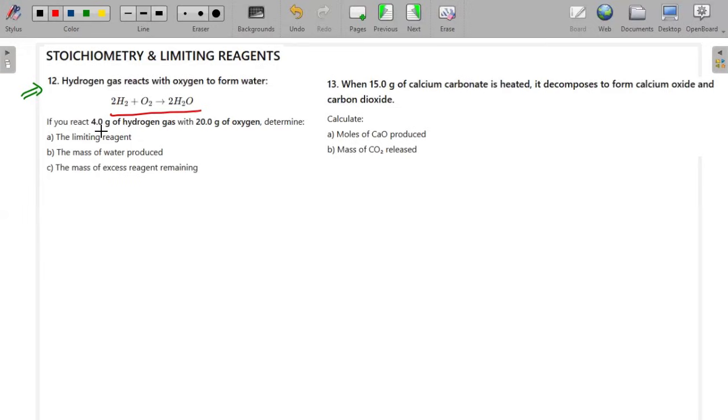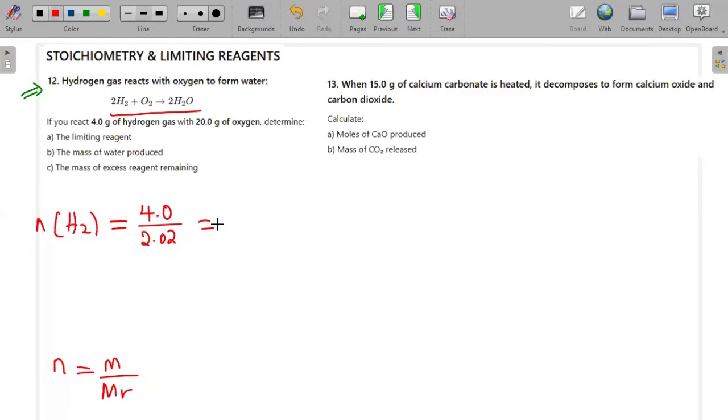You first calculate the moles of those independent reactants, and then you relate them using their molar ratios. You see which one will not be enough, and which one will be in excess. So let's first of all find the moles of the hydrogen gas. Hydrogen gas is H2 there. Moles is equal to mass over molar mass. So it will be the mass that has been given, 4.0, divided by the molar mass of hydrogen gas, which is 2.02.